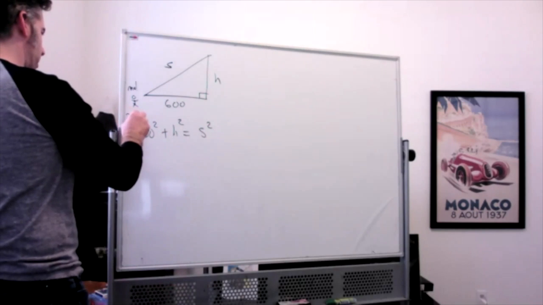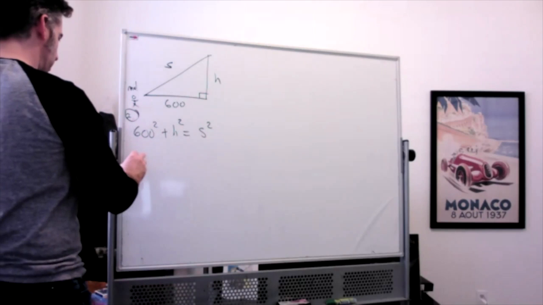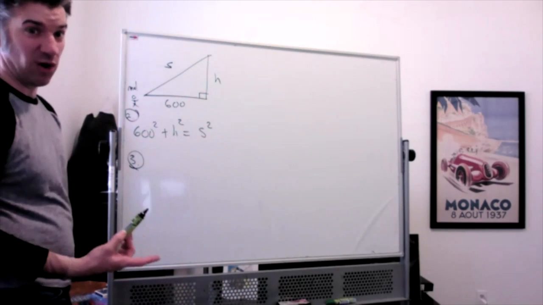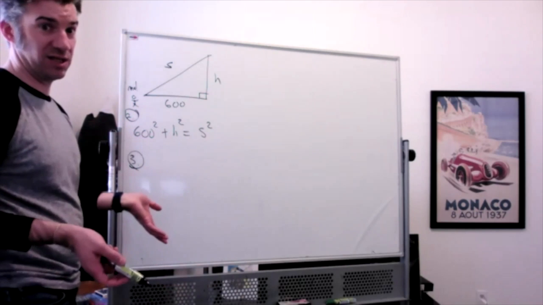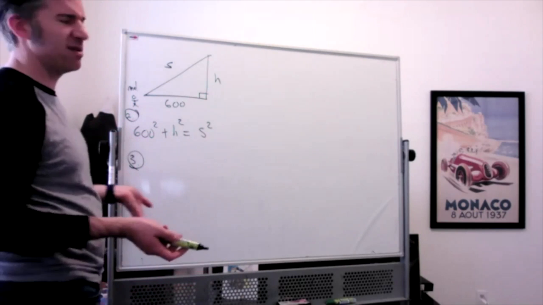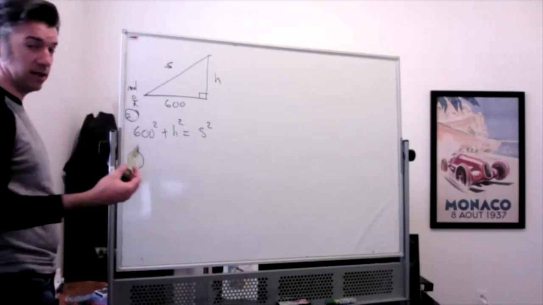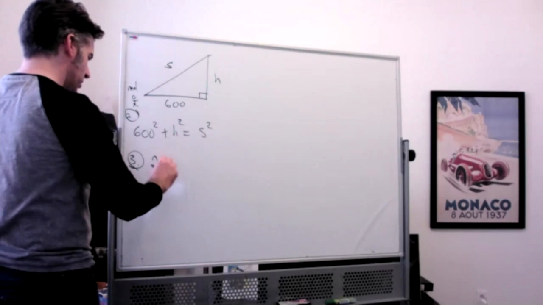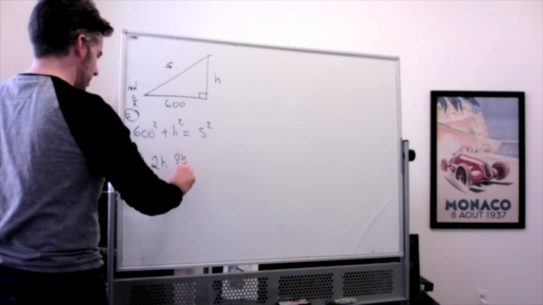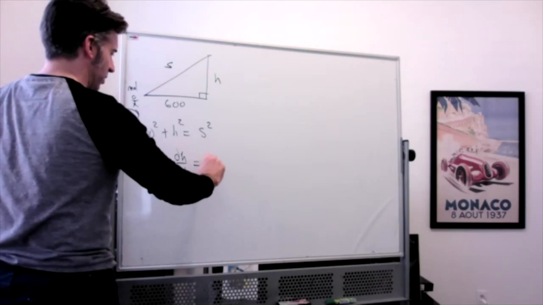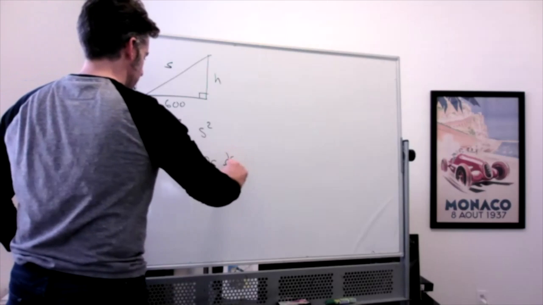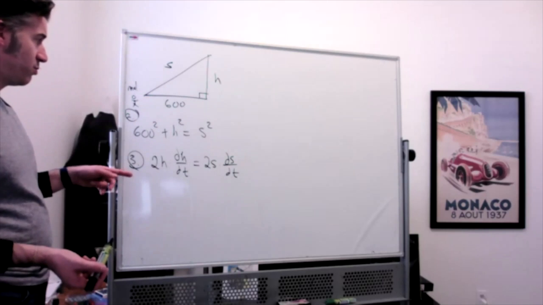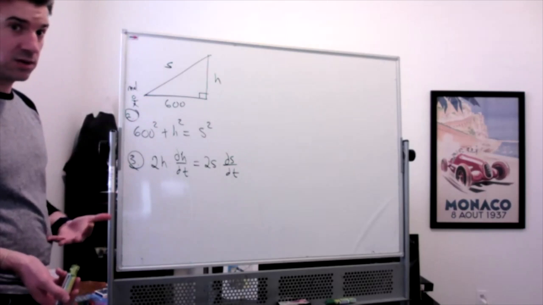So second step, write the equation. Third step, differentiate. The derivative of 600 squared is 0, because 600 squared is just 360,000, and the derivative of 360,000 is 0. The derivative of h squared is 2h times dh/dt. The derivative of s squared is 2s times ds/dt. And then we're going to plug in what we know and solve for what we don't.